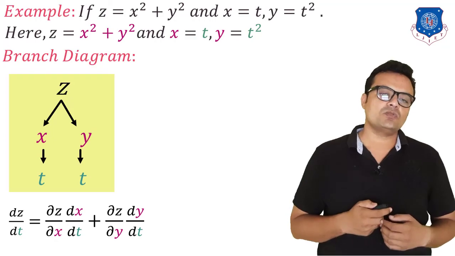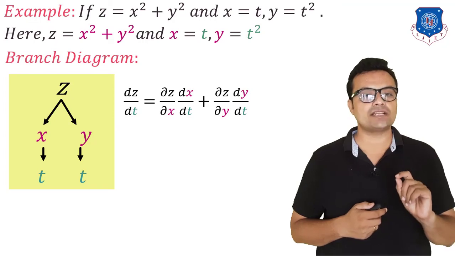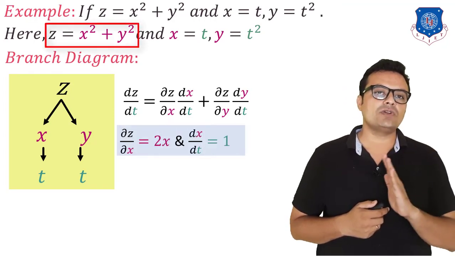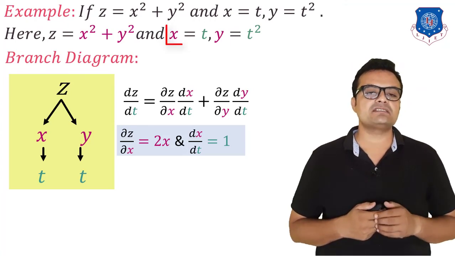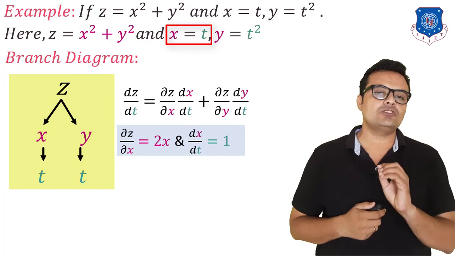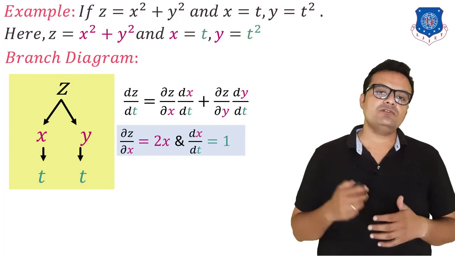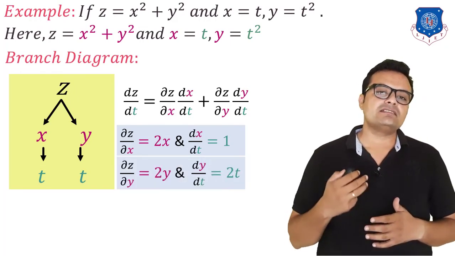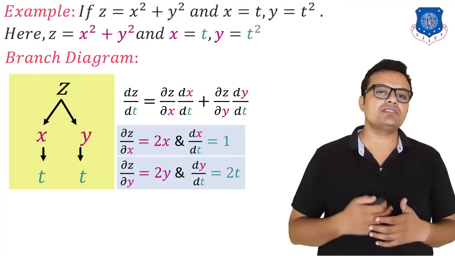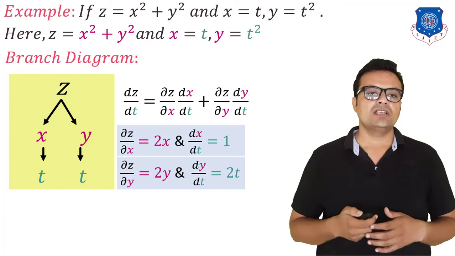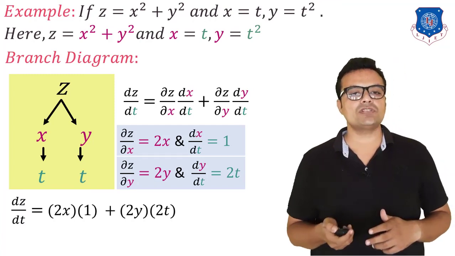Now for the first component we need two derivatives. First is del z by del x, which is equal to 2x. Here I am taking z equal to x square plus y square and differentiating it partially with respect to x. The second element is dx by dt, and for that I am taking x equal to t, differentiating it with respect to t, which results in 1. Similarly for the second component I am taking z partially with respect to y, which is 2y, and y ordinarily with respect to t, which is 2t. Considering all this in our formula, it will give me 2x into 1 plus 2y into 2t.